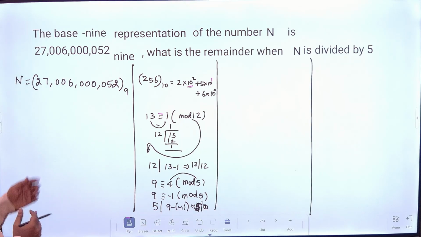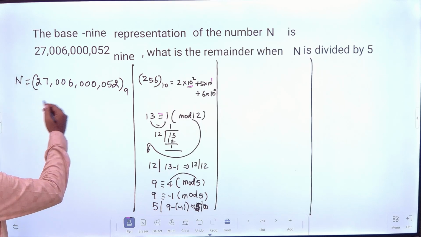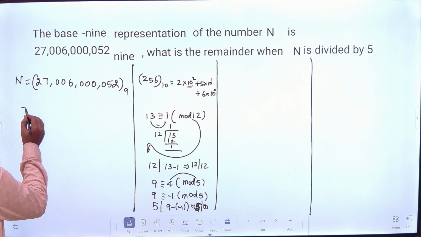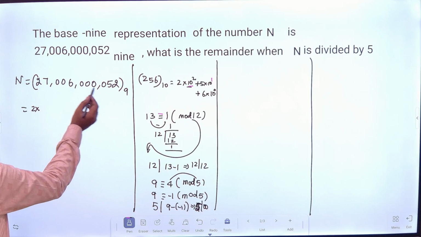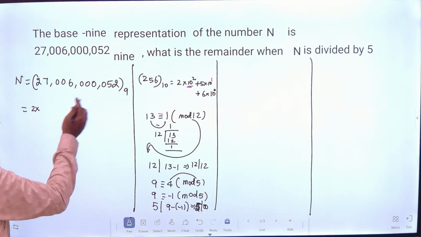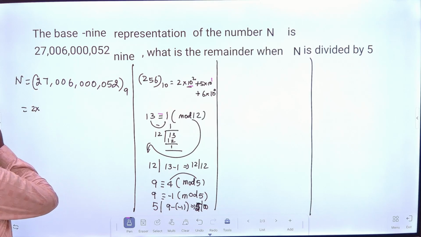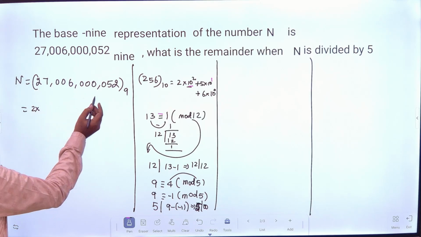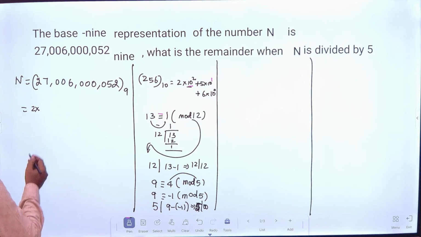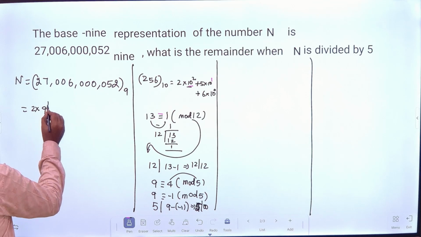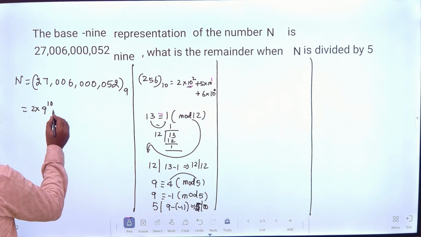What we can do here? Write n in terms of base 9. This is how to write: 2 into, here how many digits are there? You can check, 11 digits are there. 11 digits means you have to reduce 1 digit, so that means 9 power 10.